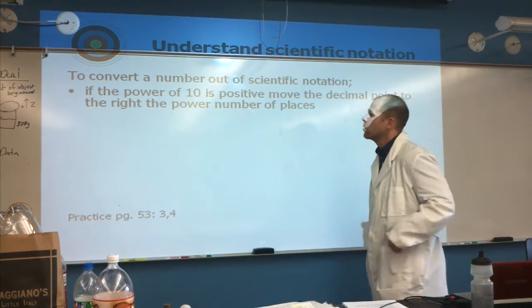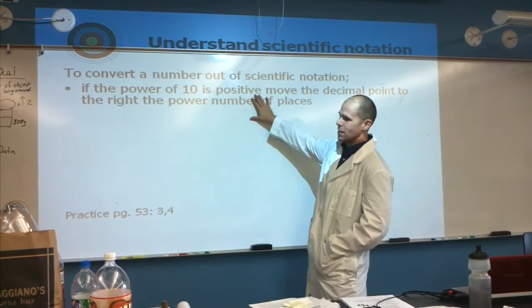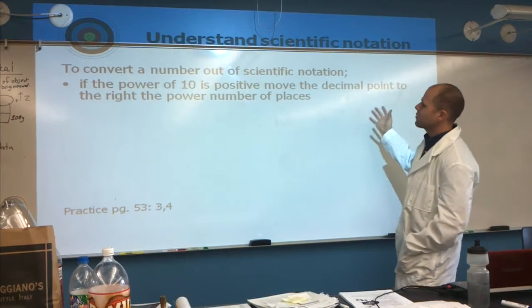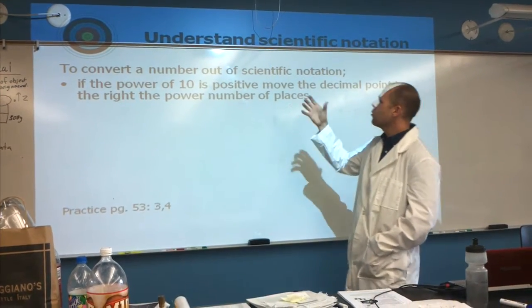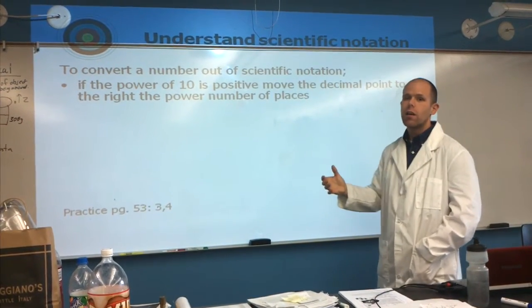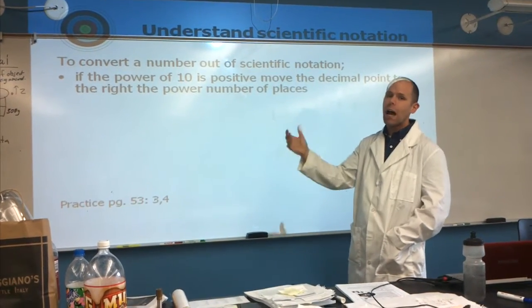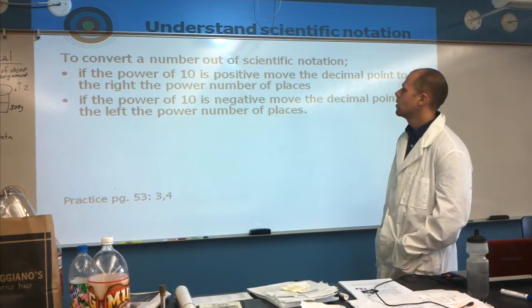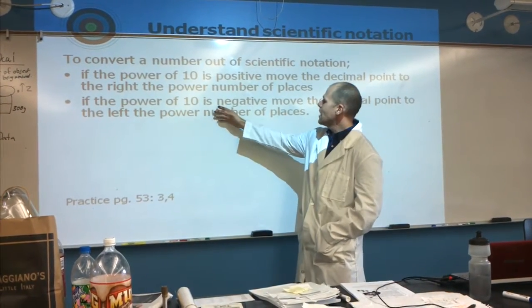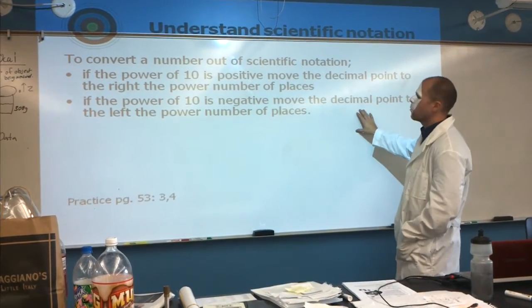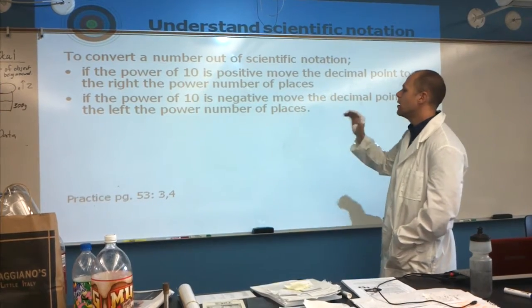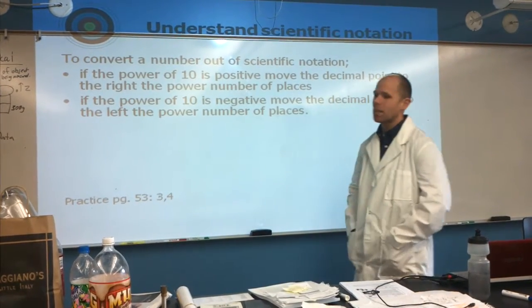So a couple of rules. If the power of 10 is positive, then we need to move the decimal point to the right the power number of places. So the decimal point is going to be moved to the right, the number indicated by the power of 10. Now, if the power of 10 is negative, we're going to move the decimal point to the left, the power number of places.